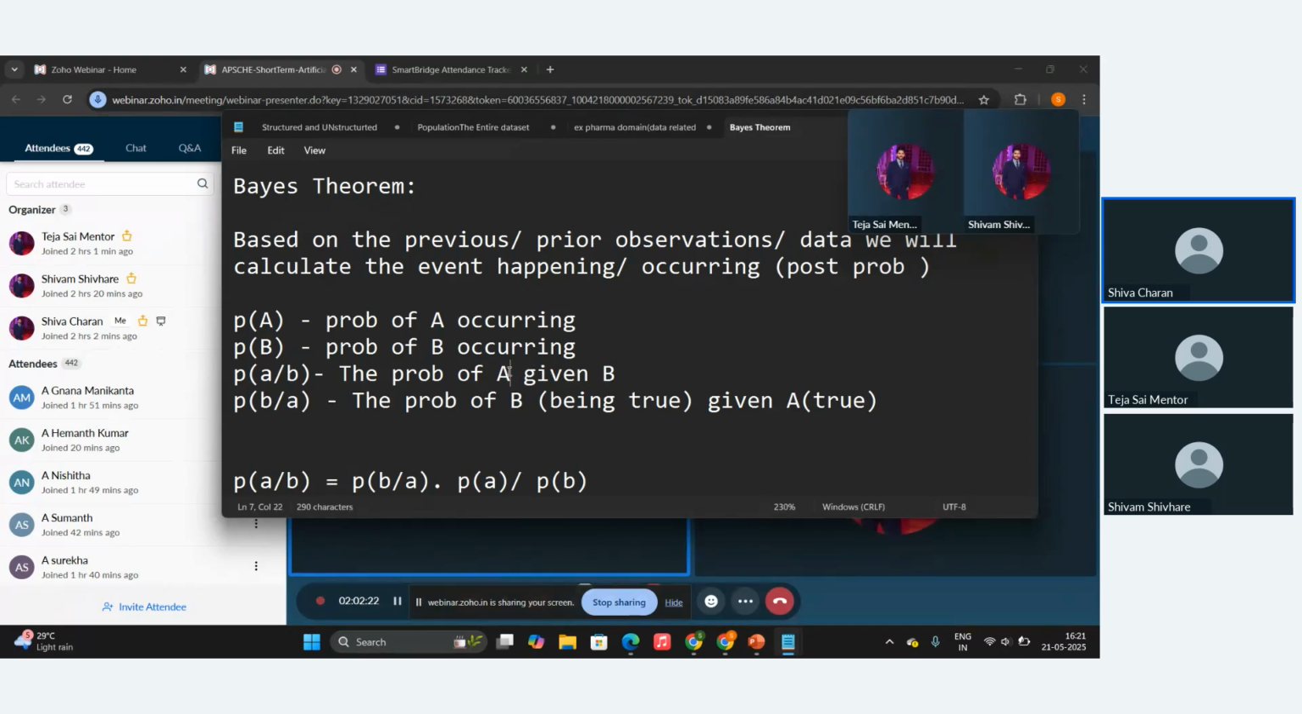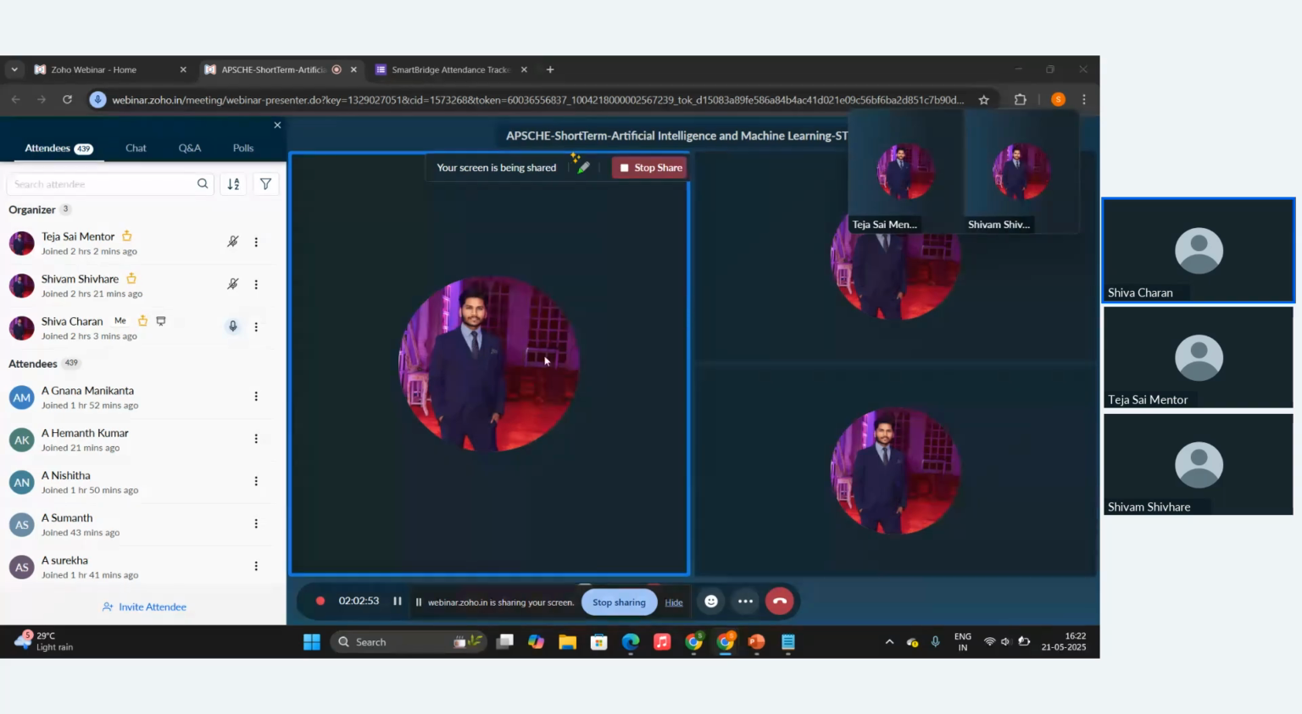Here, the probability of A being true given B is true. So this is what it is about the probabilities. And this is the Bayes theorem formula, which is very important. Based on the prior probabilities, we calculate whether an event will occur or not. Whatever output we get, we consider as the posterior probability. So is the Bayes theorem clear? I think hopefully it's clear for everyone.